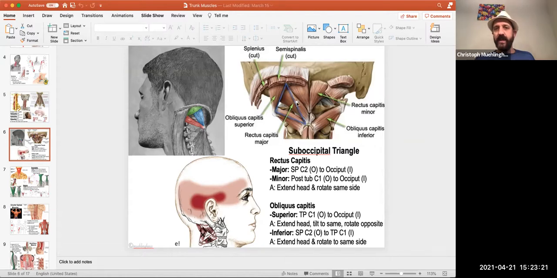The rectus, they help the neck go backwards, and then the obliques muscle one is on the sides to the first vertebra, and then the other one is on the bottom here. So they make what we call the suboccipital triangle. This is the suboccipital triangle here.